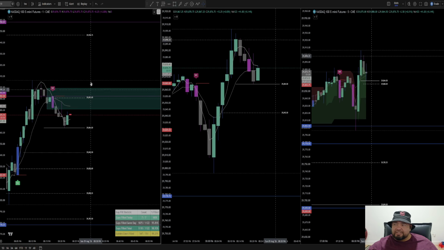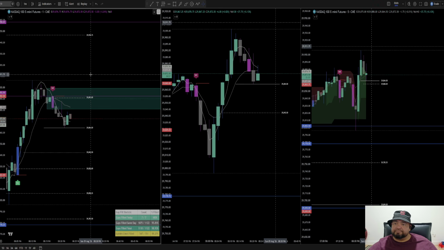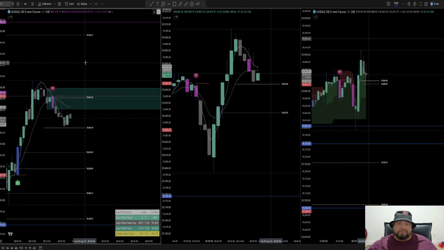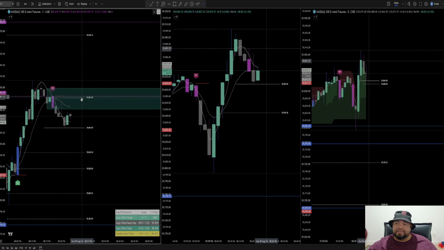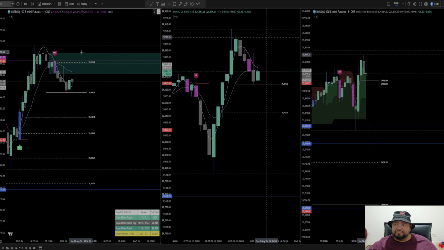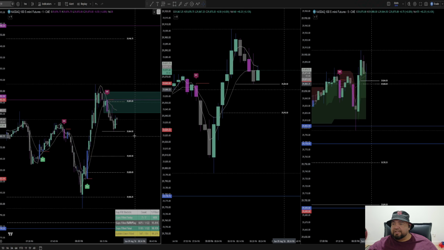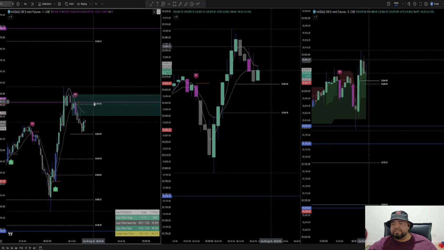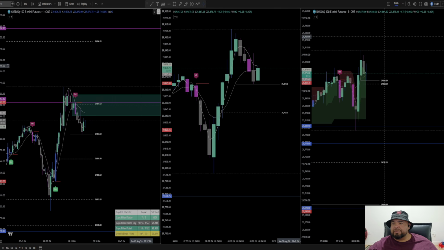Well, let's see if this thing wants to continue to go or not. Or guess what can happen? We're going to get trapped between these two areas. This 5 minute fails to break that. We're just going to bounce around here until it decides, you know what, let's continue the uptrend, break through that, and then make a new higher high.